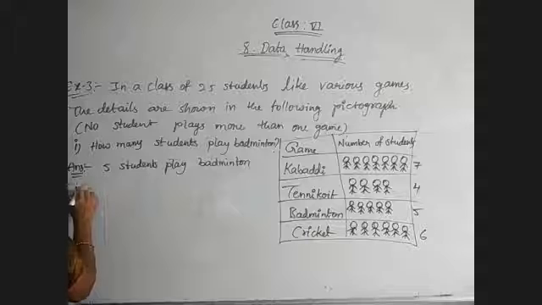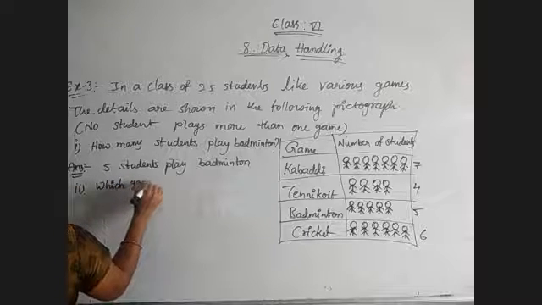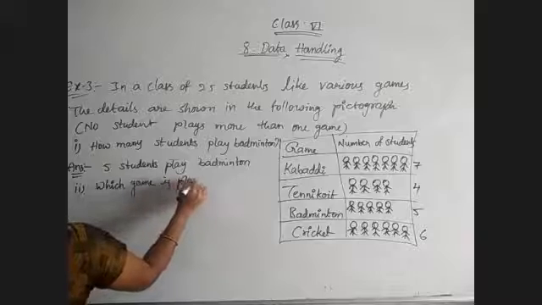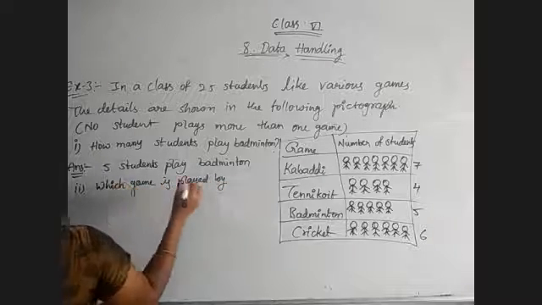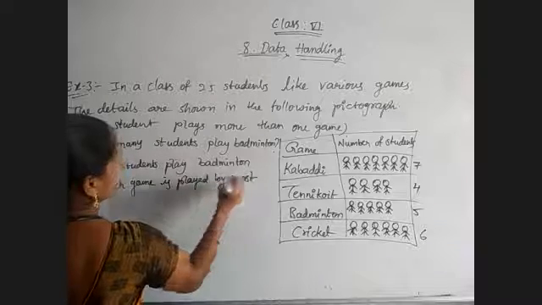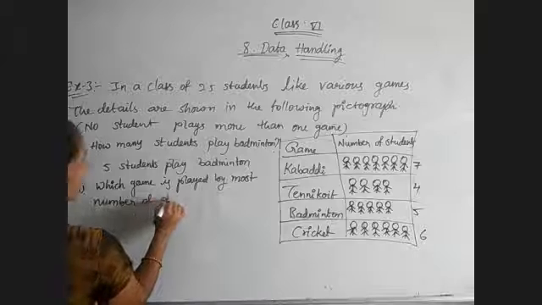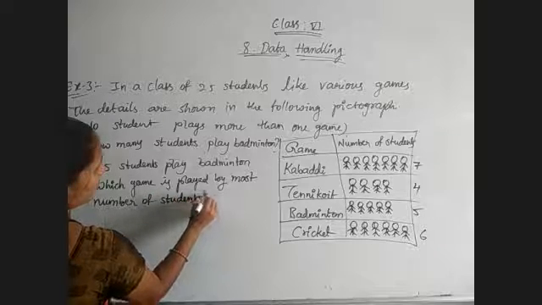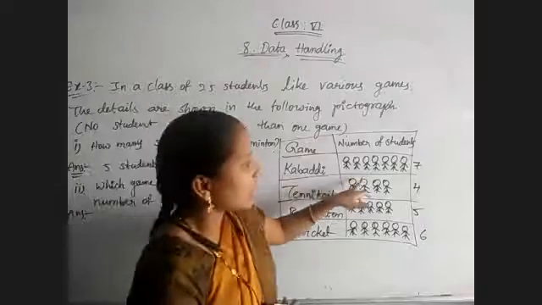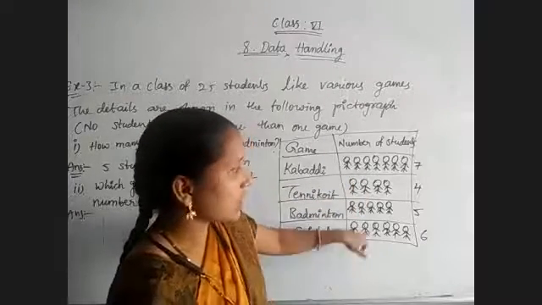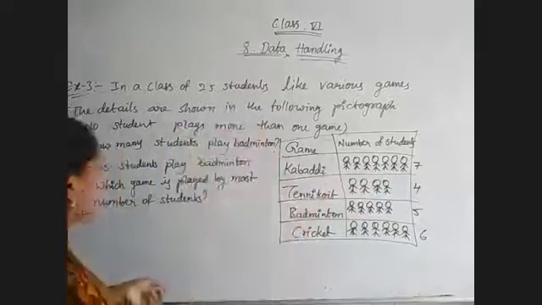Next, second question. Which game is played by the most number of students? So which game is played by the most number of students? Just read the pictograph and answer this. Kabaddi is by 7 people, and cricket is by 6, then 4, 5. So here 7 is the highest number. That means the kabaddi game is played by most of the students.